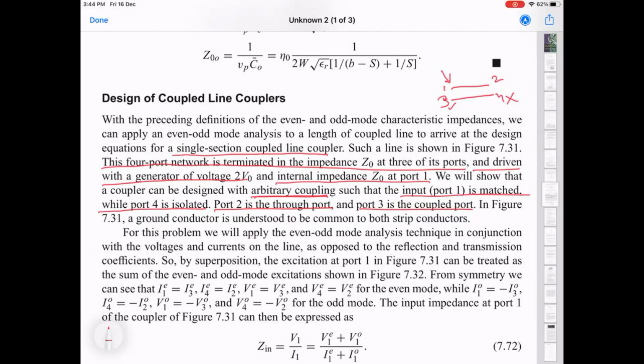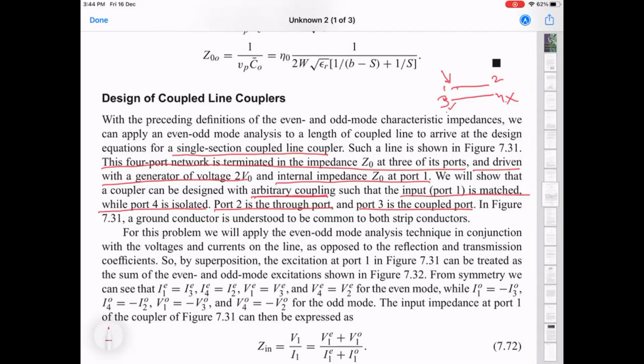So if you choose port 4 as the input, then 3 becomes the through line, 2 becomes the coupled line, and 1 becomes the isolated. If you start from 2, 1 becomes the coupled, 3 becomes the isolated, and 4 becomes the through. If you start from 1, 2 becomes the through, 3 the isolated, and 4 becomes the coupled port.